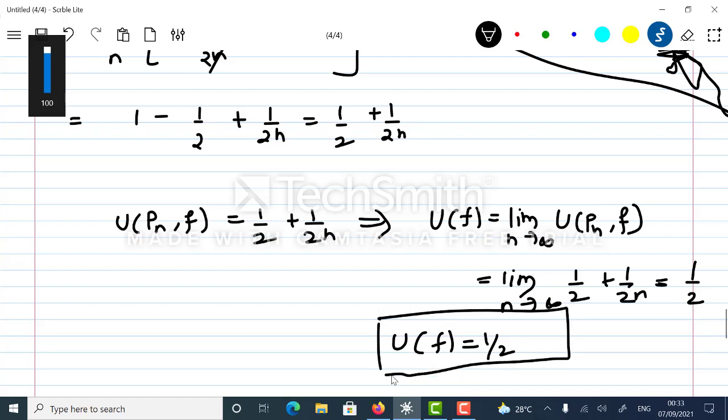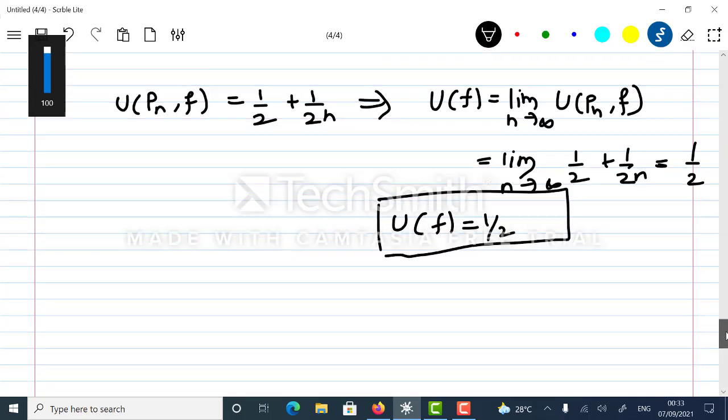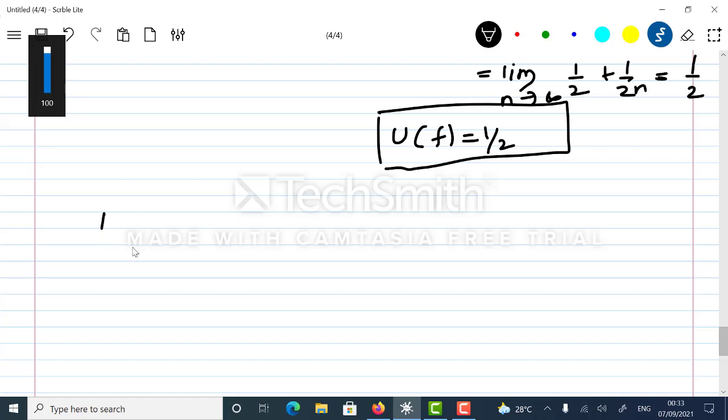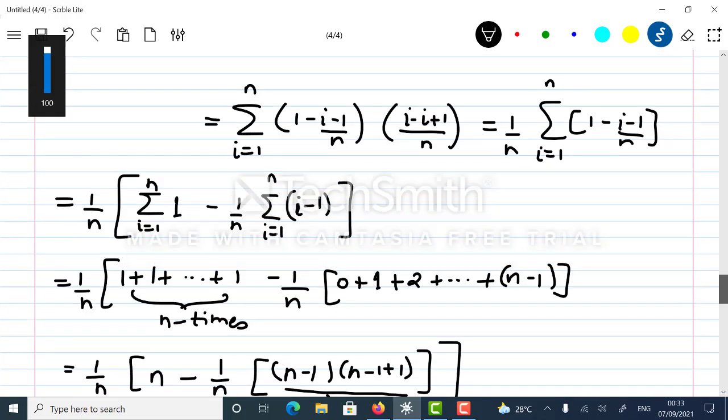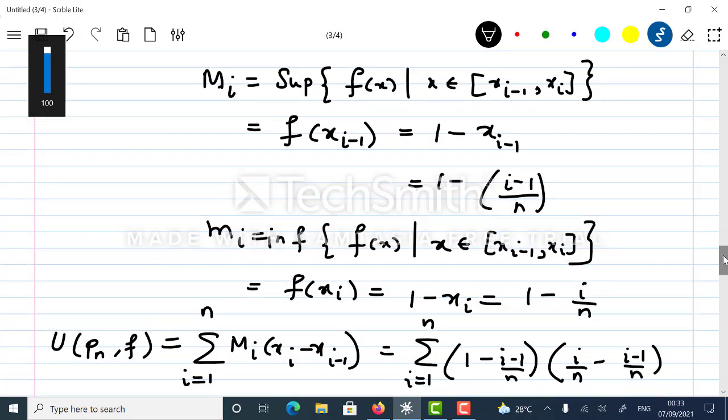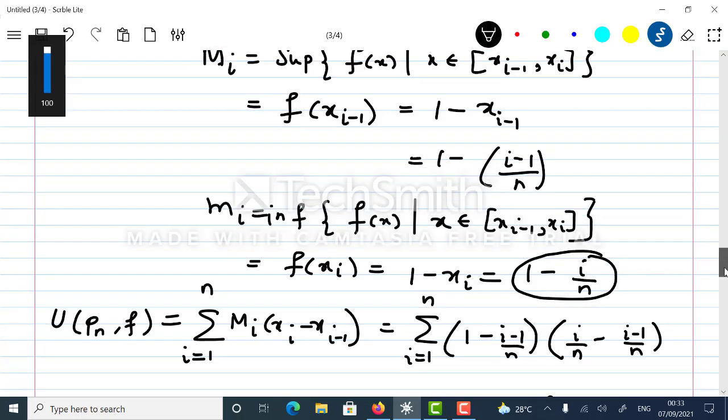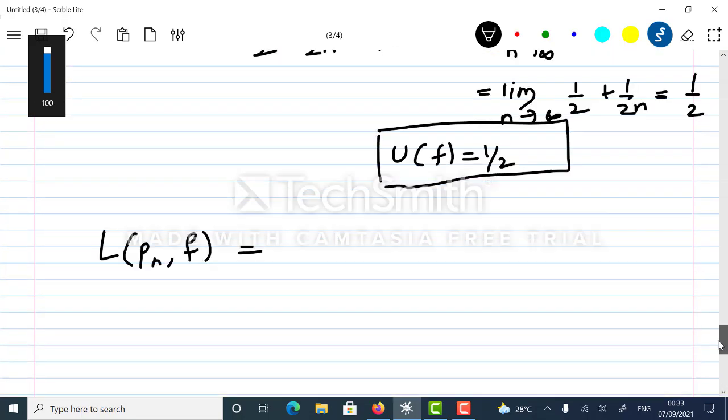Once I have UF, can I find out the LPF now? So LPNF. Now what is small mi? I think I have calculated here somewhere. Yeah, it is 1 minus i by n. So now I am not doing the calculation. I am straight away writing what is LPNF. It will be half minus 1 by 2n. So one can check this.